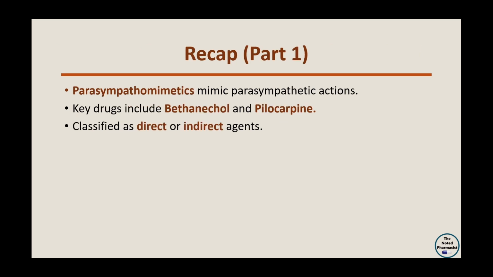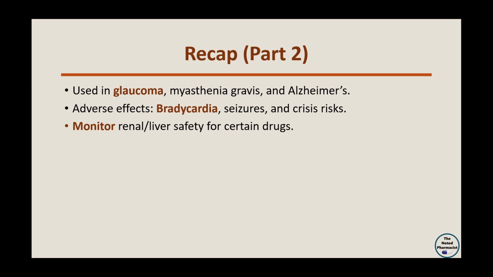To recap, we defined parasympathomimetics and their mechanisms of action. We discussed key drugs, classifications. We also discussed the clinical uses, pharmacokinetics, adverse effects, and safety considerations of this drug class. This comprehensive overview highlights their importance in pharmacology. Conclusion. In summary, parasympathomimetics play a critical role in managing a variety of conditions by modulating parasympathetic activity. Their diverse therapeutic applications highlight their importance in both clinical and pharmacological settings.